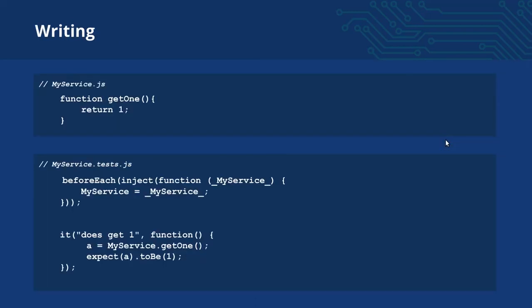So I have a quick overview now of writing a unit test within this MobileCaddy framework using the tools that we've described. We'll take an example where I have this myservice.js, and in there I have my getOne function, and all this is doing is returning the integer 1.